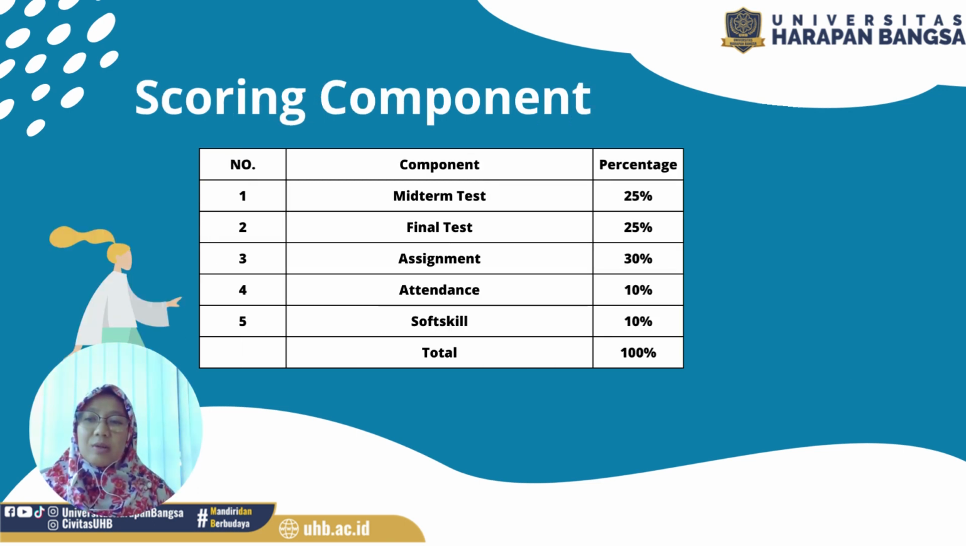And this is the scoring component. So we will have some evaluation. The first is midterm test. It works 25%, and then final test, it's also 25%. And you will have an assignment. It works 30%, quite big. I will explain about this in more detail later in the next slide. And then for your attendance, it works 10%. And then for the soft skill, it works 10%.